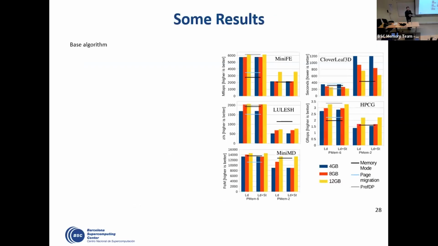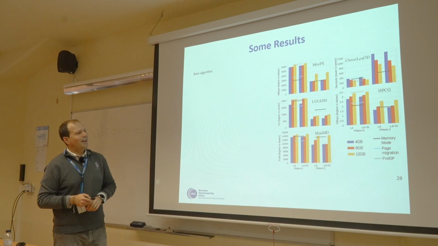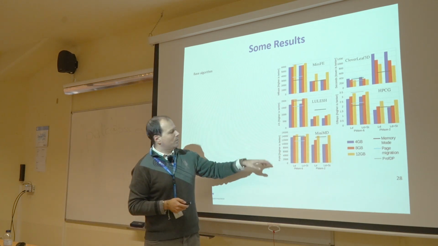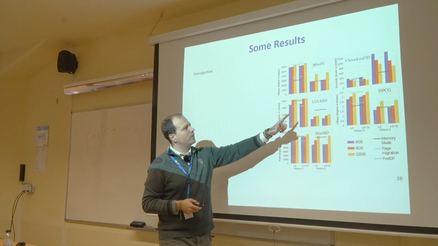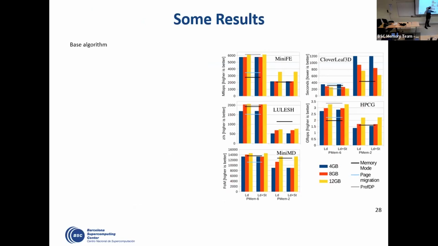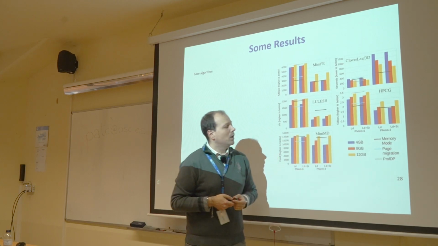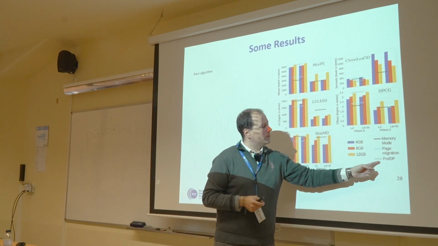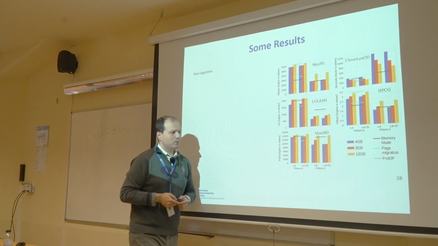So, some results. I won't bother you, I'll just go quickly over them. I didn't have the time to modify this animation. Basically, what you will see is that for most of them higher is better, except for this one, where lower is better. We checked with different memory sizes. We checked our methodology against the memory mode, which is the hardware deep memory, page migration by the kernel, and ProfDP, a similar solution that we beat.